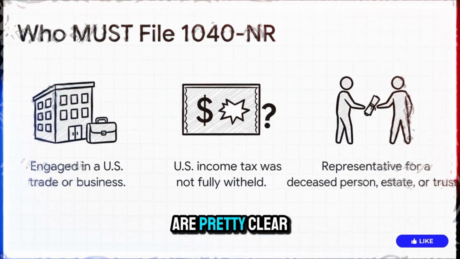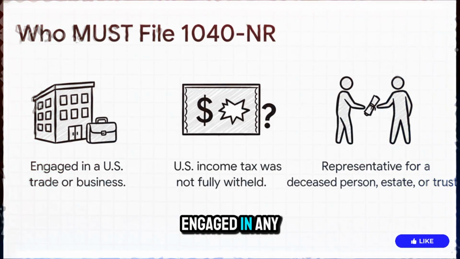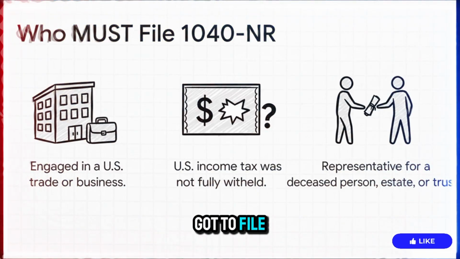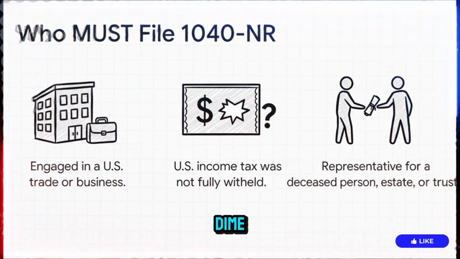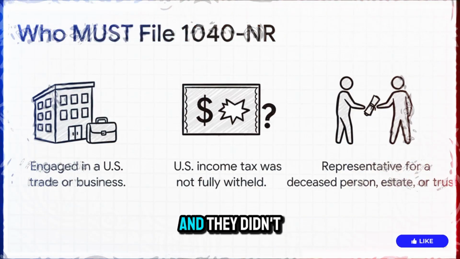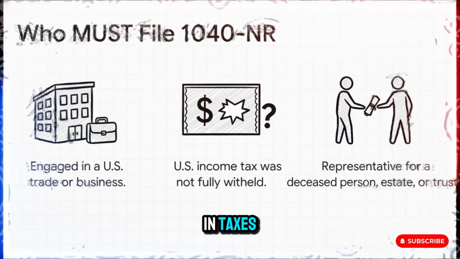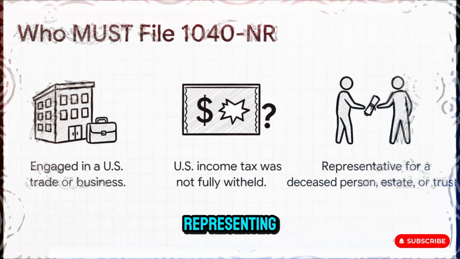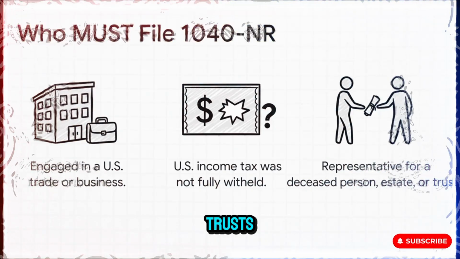So the big question is, who actually has to file this thing? Well, the rules are pretty clear-cut. If you are engaged in any kind of trade or business in the US, you've got to file, period, even if you didn't make a dime. You also have to file if you got income from the US and they didn't take out enough in taxes. And this also applies to people representing certain estates or trusts.